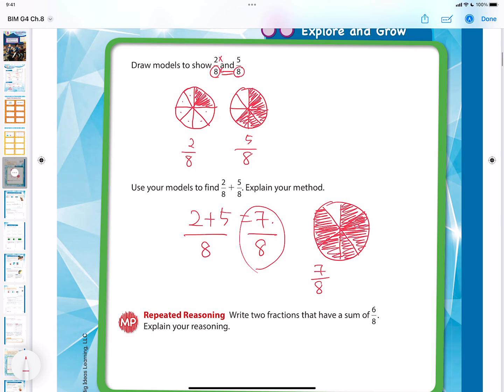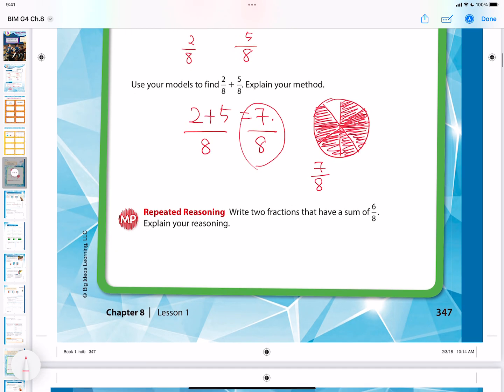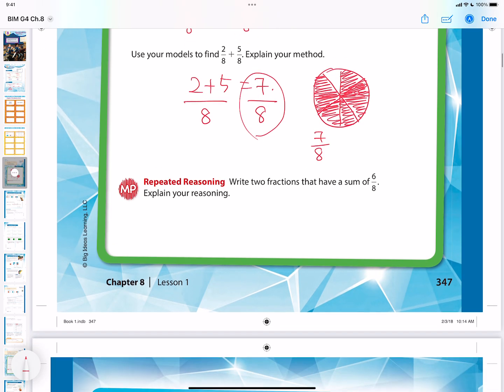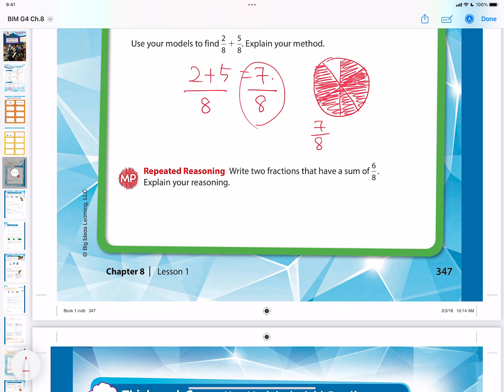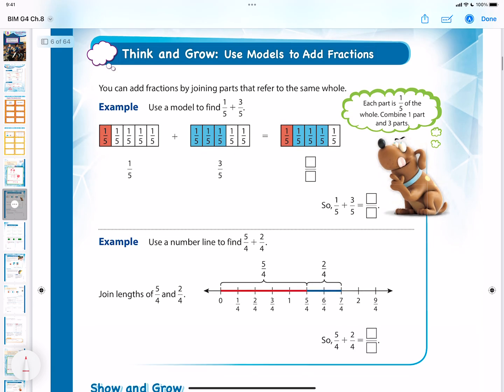Write 2 fractions that have a sum of 6 over 8. Explain your reasoning. Okay, so instead of 5 pieces, maybe your friend came in and ate only 4 slices, right? That easy. 2 over 8 slices you ate, and then your friend came and ate what? 4 over 8 slices, okay? So you both together ate 6 slices out of 8 slices. Okay, that's addition of fractions. All right, think and grow.